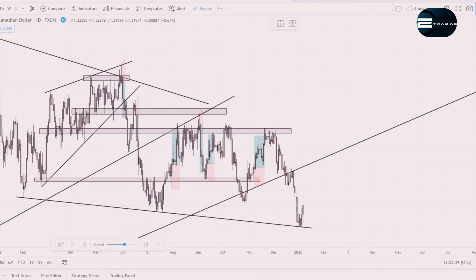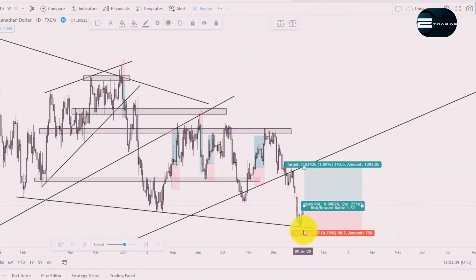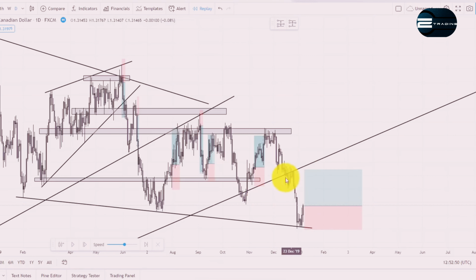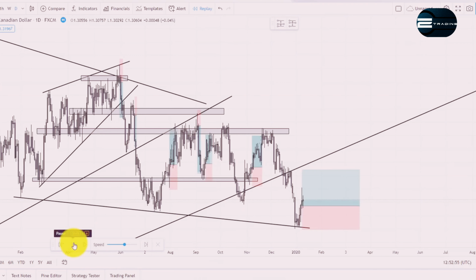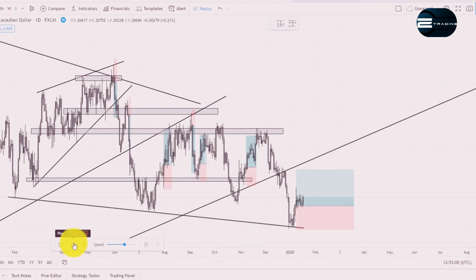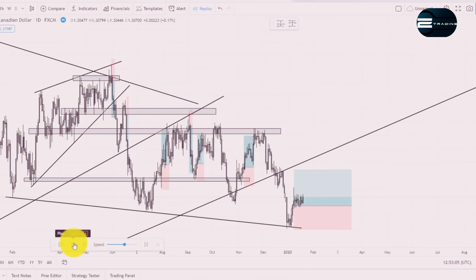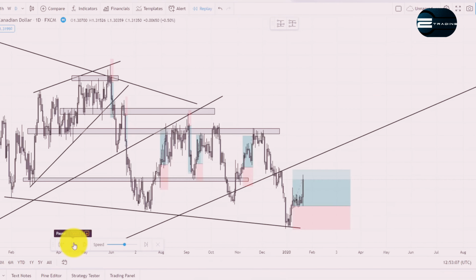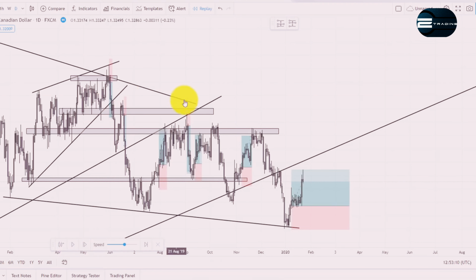Here we see a bullish engulfing candle formed. It means the market goes bullish from here. So we enter a buy trade. We won this trade.